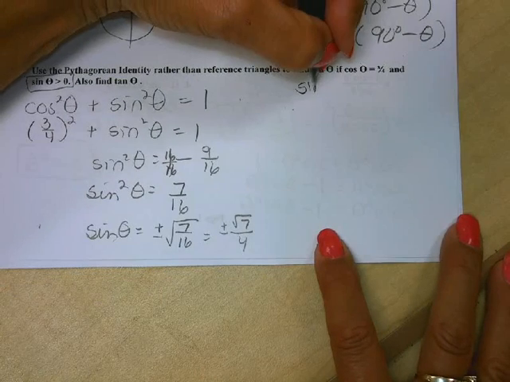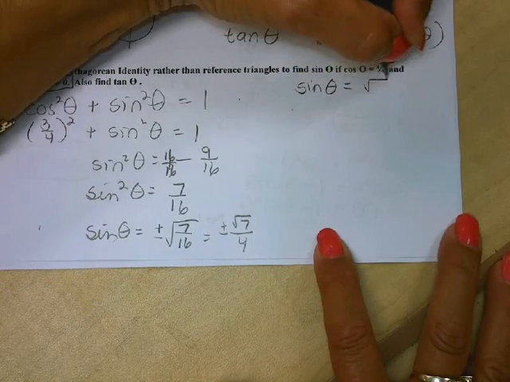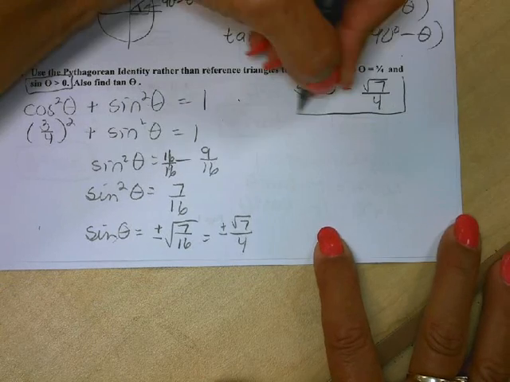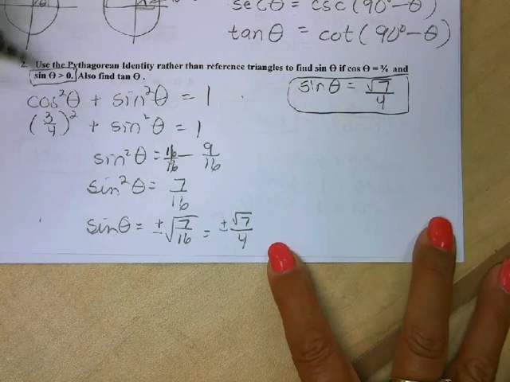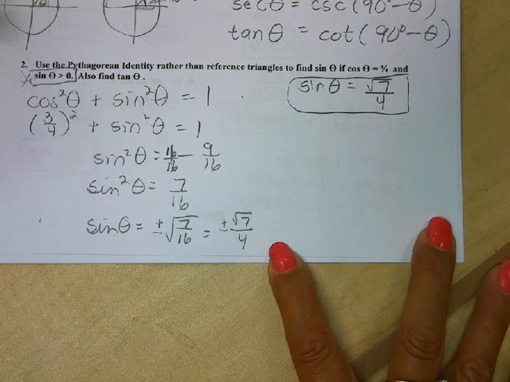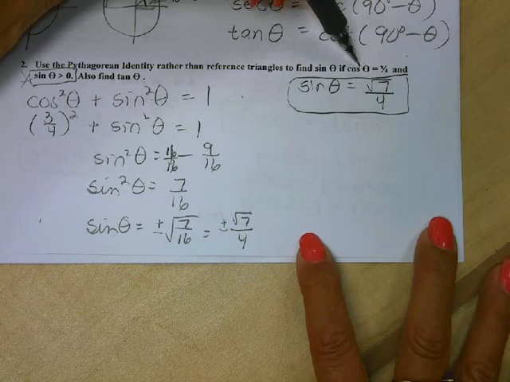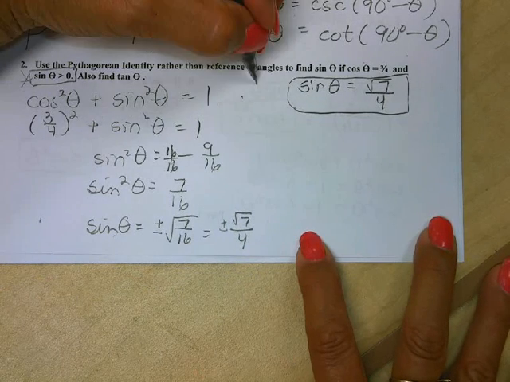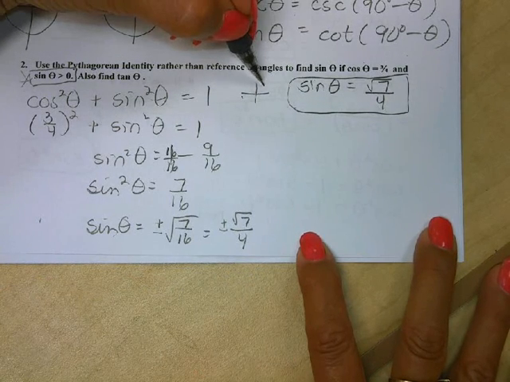Now I did have one additional piece of information that was given to me, and that's that the sine has to be positive. So I know that the answer to my question has to be that the sine of theta is equal to positive square root of 7 over 4. I wouldn't want the negative value or the opposite of that value because of that condition being given to me.